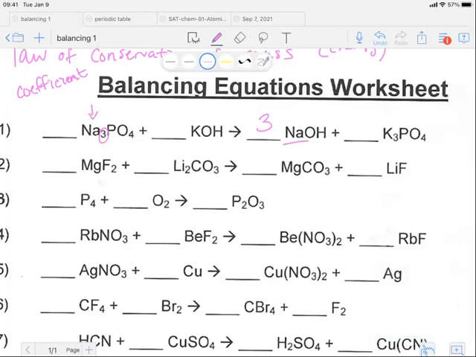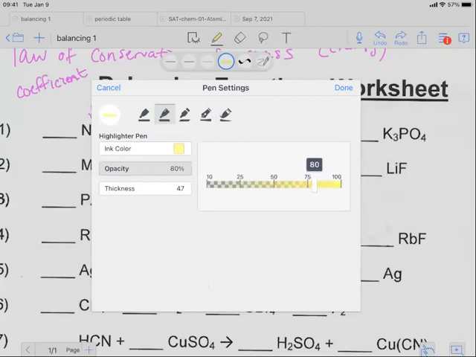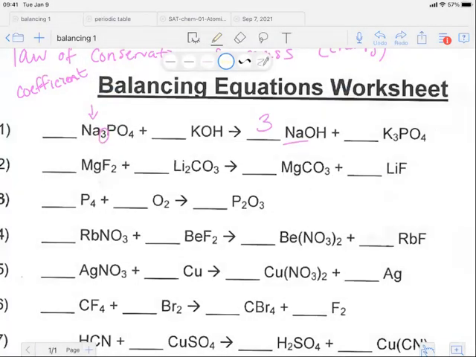One of the tricks that you can use is to actually look at, that is too opaque. I need like 25%. Okay, there we go.